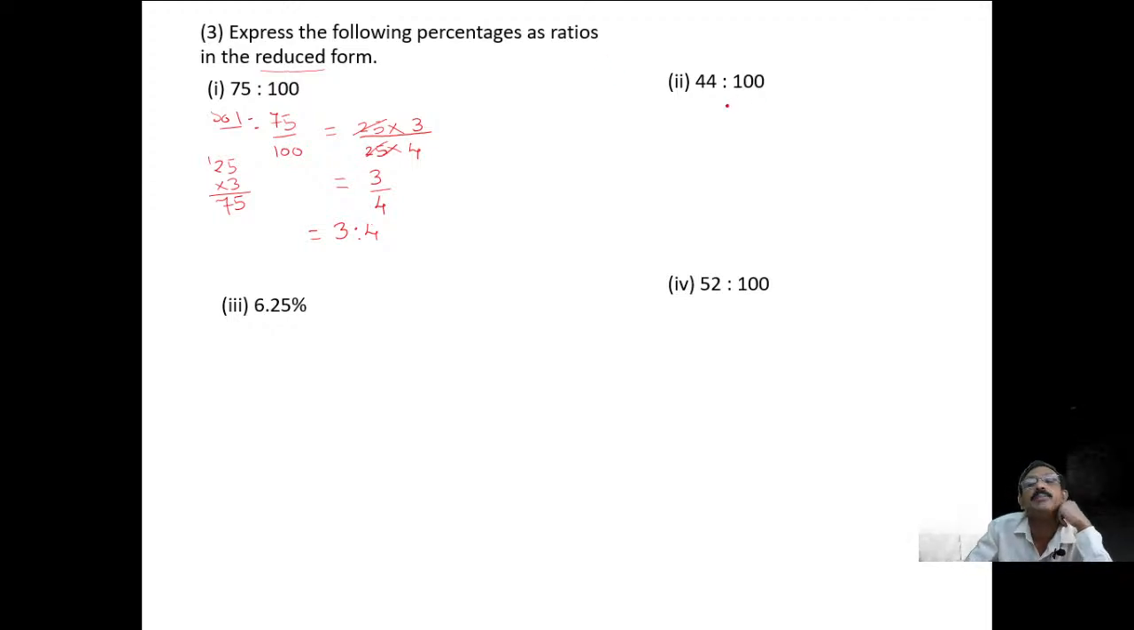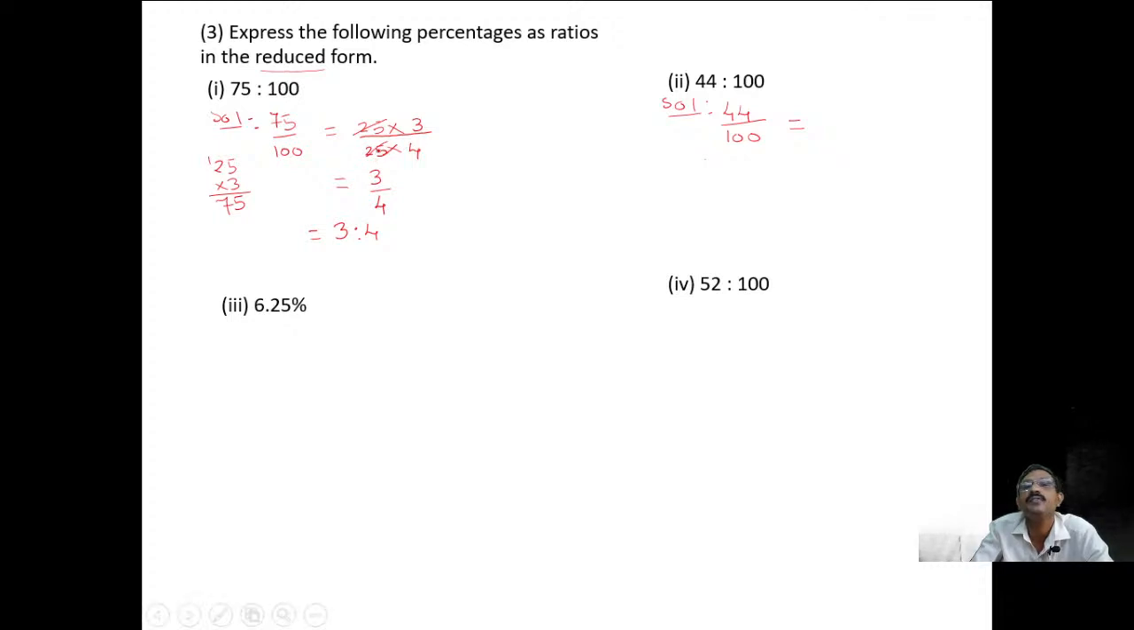Let's take the second example. 44 percent, that is 44:100. Now, let us write the solution. 44, so I'll write it as a ratio, 44 upon 100. Now, what did I say? We have to find a number which, multiplied by a certain number, gives me 100. Now here we have seen 25 fours are 100.